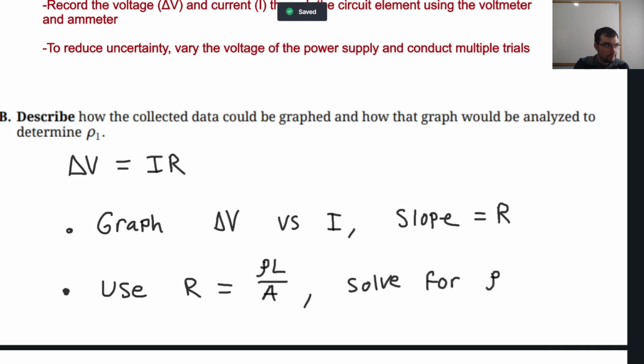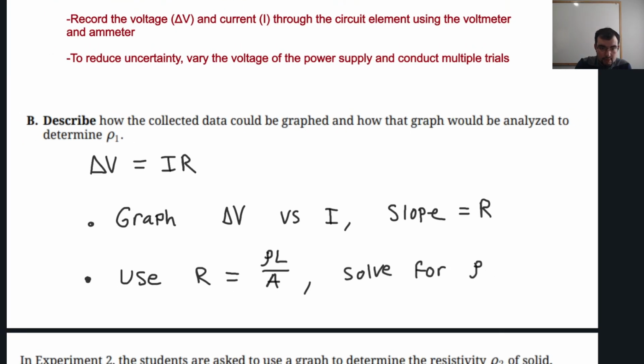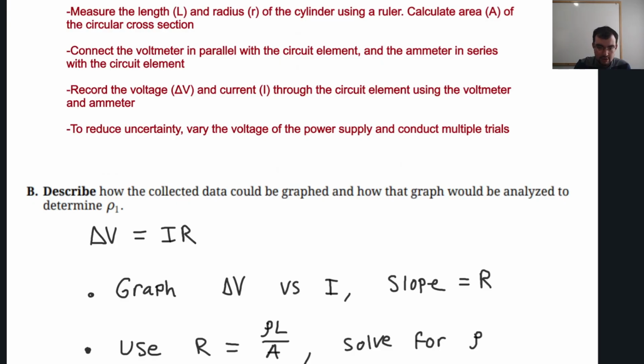Pretty straightforward there. So again, we are just finding the resistance first, and then you combine that with the resistance-resistivity relationship. There's so many other ways of doing this one. Like, you could just graph everything at once. I did this sort of intermediate step of finding R. There's definitely other ways of doing it.